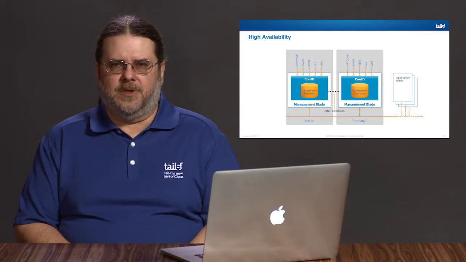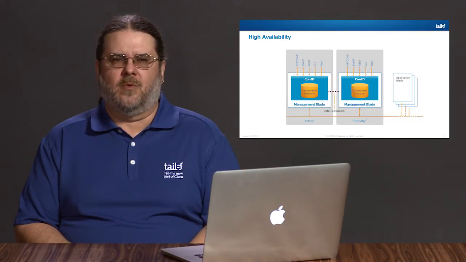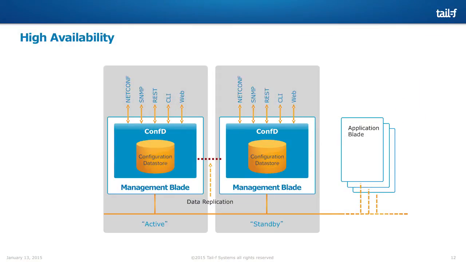Now, high availability. Many systems out there need to be redundant for 5 nines, 6 nines reliability, where you'll commonly have an active management card in your system and some number of standby management cards in case of failover. What ConfD focuses on for high availability is replication of the data. We support 1 to n replication, so you can have one active ConfD and any number of standby ConfDs running.